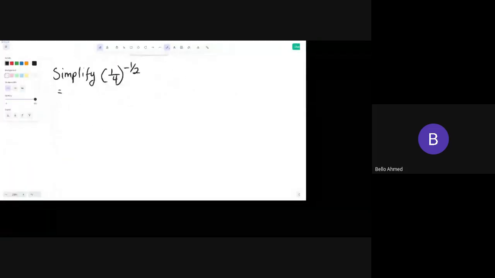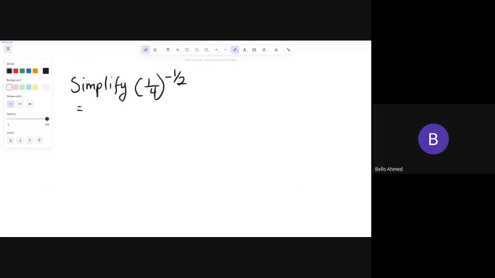Good day, everyone. Now, let's assume we want to simplify this question that we have. Simplify open brackets 1/4 close brackets, everything raised to the power of 1/2 minus 1/2.